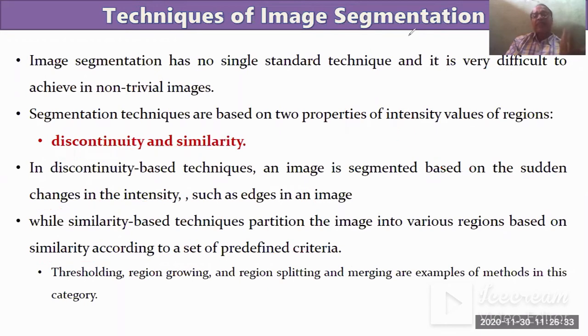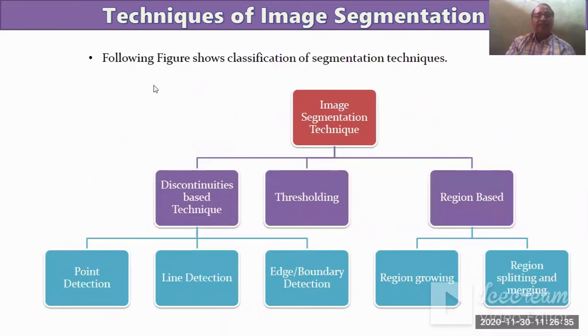So it is again further divided into a number of different parts. See here, image segmentation: discontinuity based technique, thresholding technique and region based technique. Okay, so region based means, in short, similarity based technique. Here in discontinuity based, there will be three types. One is point detection, second is line detection, and third is edge detection or boundary detection. So these are the three different techniques which are used in discontinuity based.